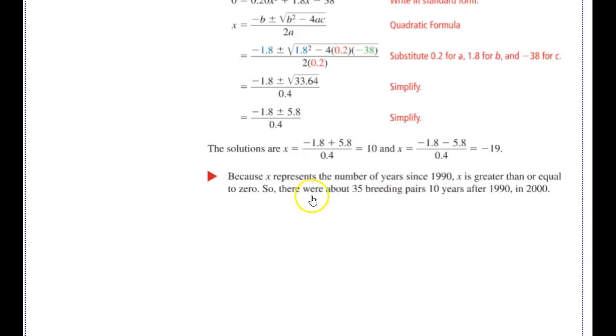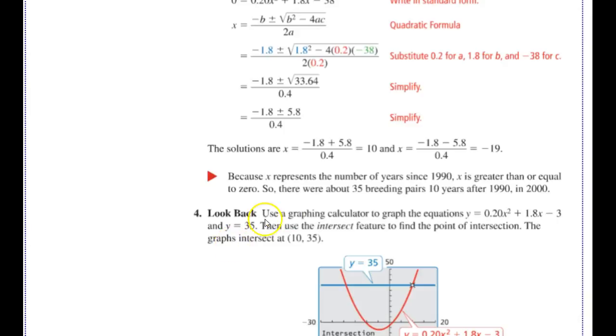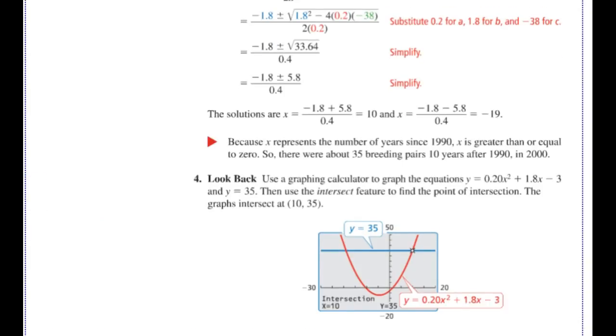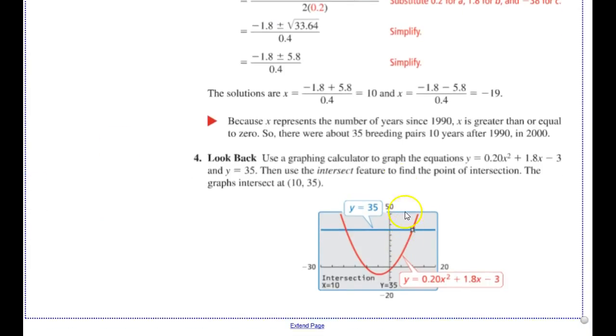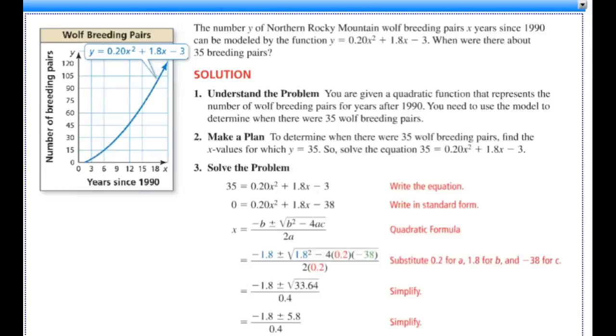So I want to determine which of my solutions there is. I can use my graphing calculator to also double check where I was looking at, and I said it was at 10 years, right? Because I don't care about this negative one, because I'm looking at since 1990, so I'm only looking at my positive value. So I can just double check using my graphing calculator at my intersect. You can do this on Desmos as well, if you want to just double check your solutions.